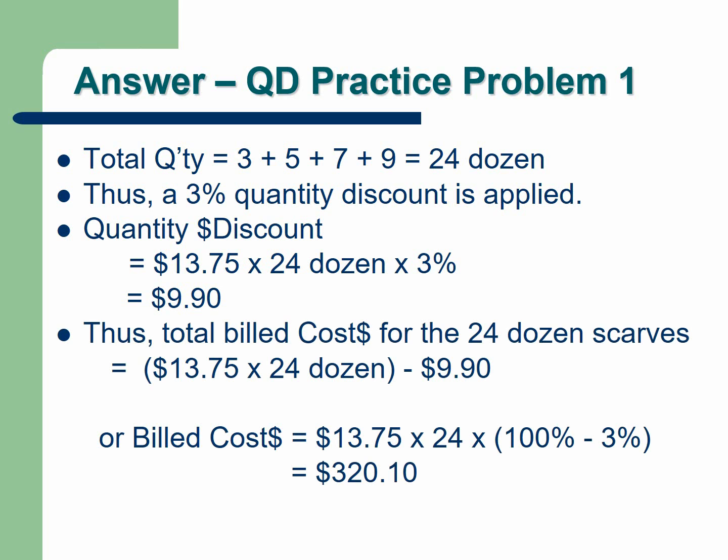So the bill cost that the buyer has to pay after the quantity discount is taken off for these 24 dozen scarves will be $13.75 times 24 dozen, that is the invoice cost, minus the quantity discount, $9.90. Or you can do it also just by multiplying that invoice cost by 100% minus 3%. In that way you don't really calculate the quantity discount dollar first, but you can just straightforwardly calculate the bill cost to begin with. Either way is fine as long as the question is asking you to calculate the bill cost.